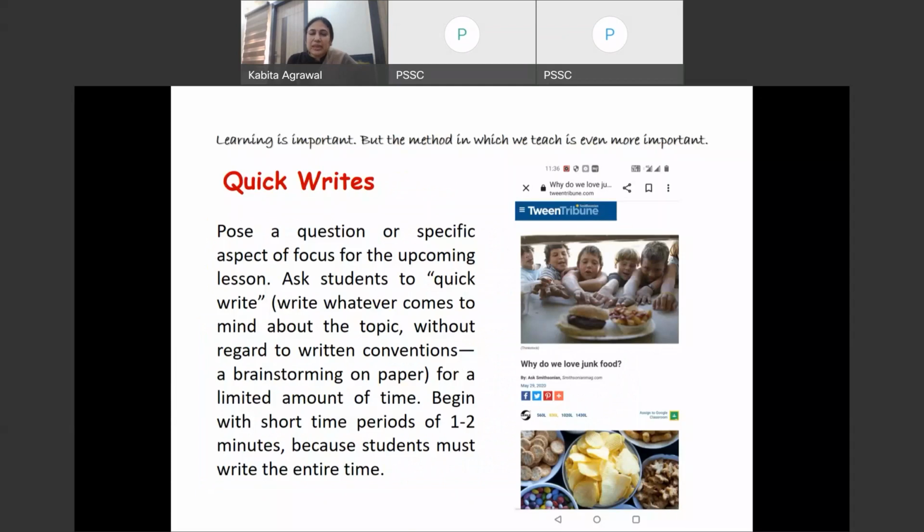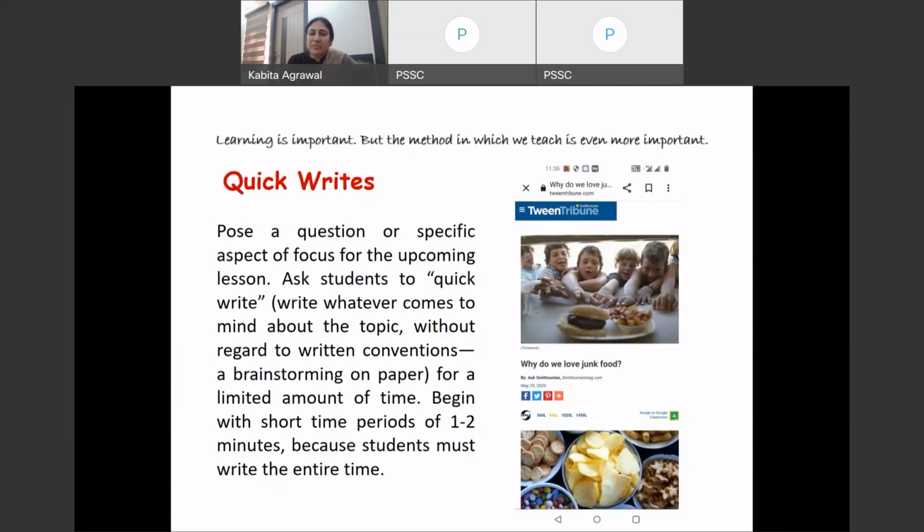Suppose you're going to start the food chapter and you want your children to be focused on why food is needed, what its values are, and what the vitamins and minerals and other things are. But before you start, you could make them understand or talk about something which they would love to hear, like why do we love junk food?